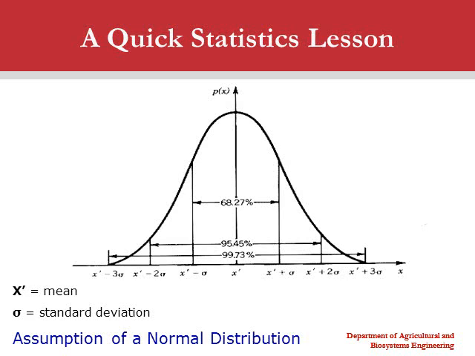Now, why is this important? Depending on what statistical level we use, whether 1 sigma or 2 sigma, 1 standard deviation or 2 standard deviations, will influence the overall magnitude of the accuracy number.